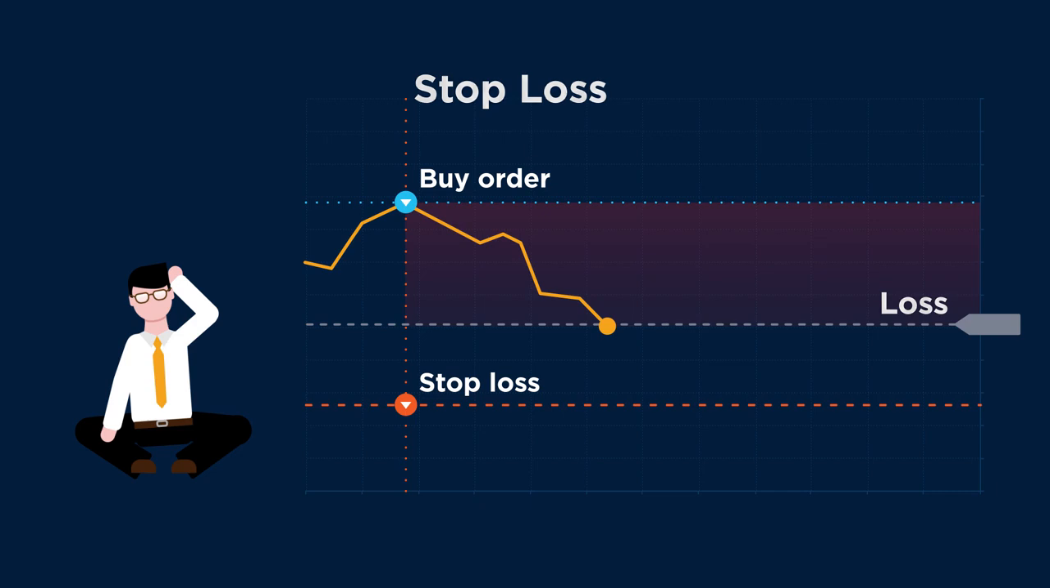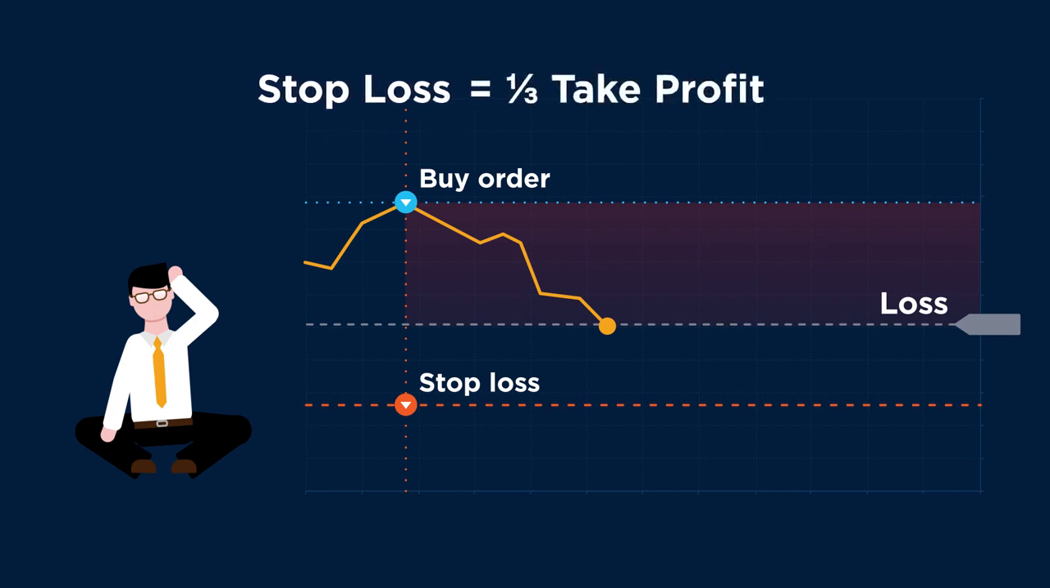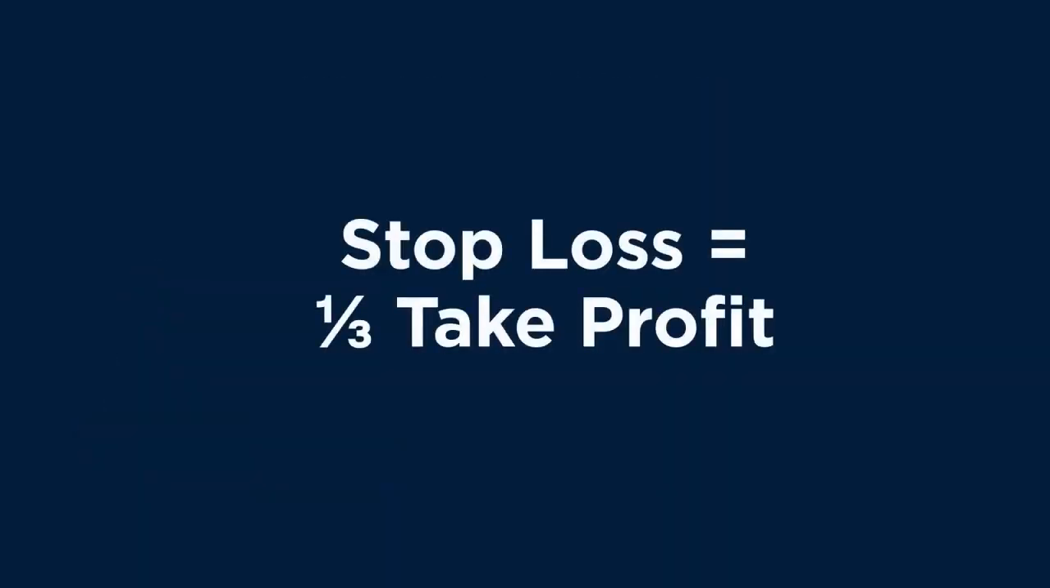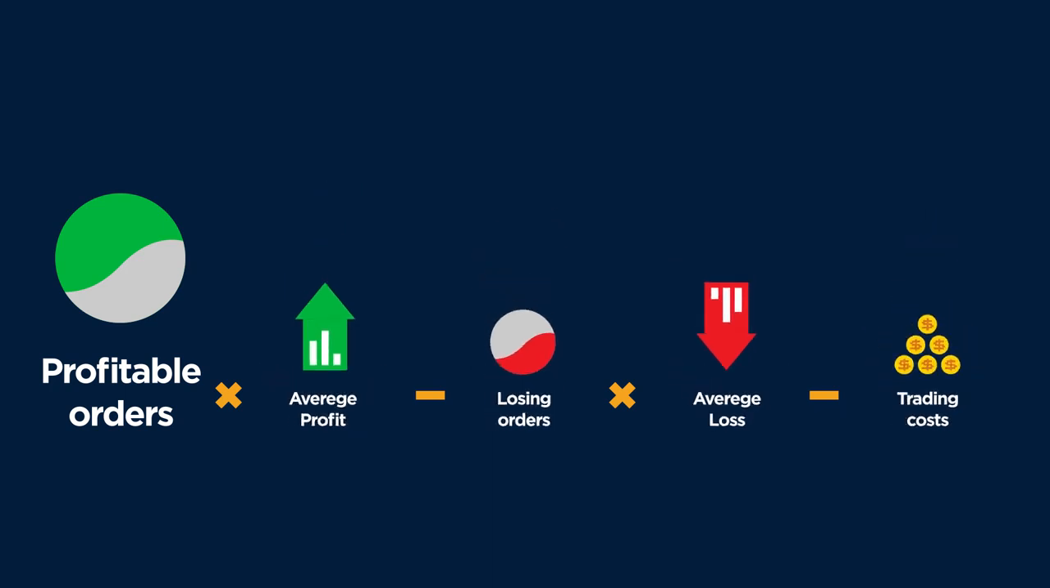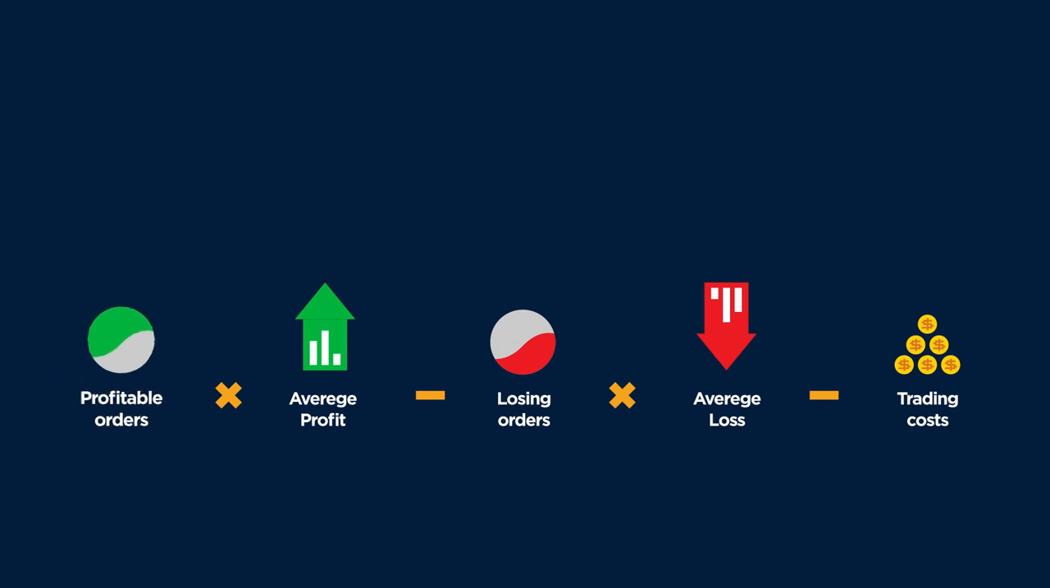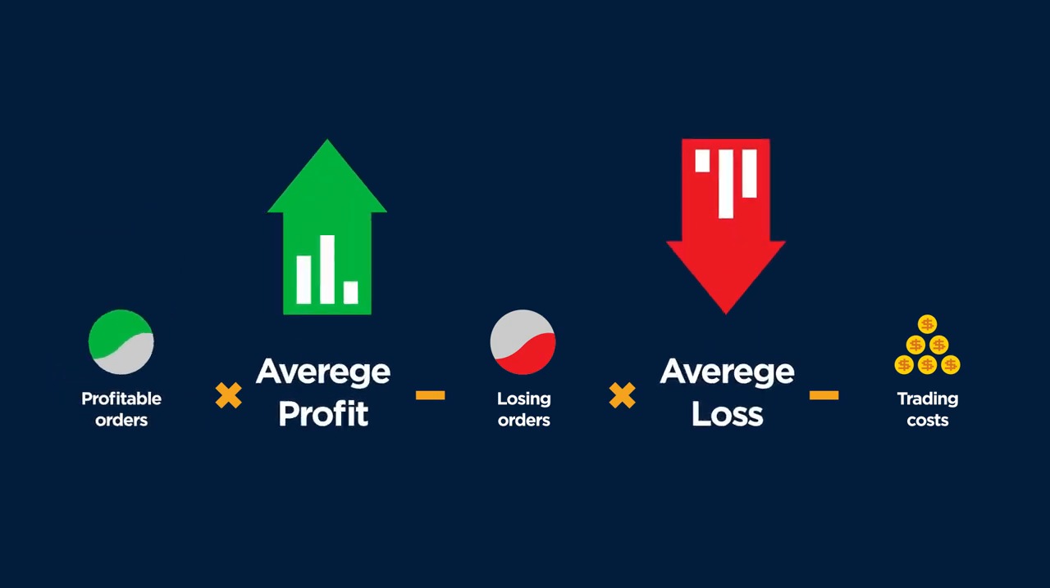You now set your maximum tolerable losses for all your orders, but how can you determine their level? To calculate it, apply the rule stop loss equals 1/3 take profit. Remember the formula for profit that we introduced in the lesson How to Avoid Paying Extra to a Broker. We'll now take a closer look at its core section. As you can see, you can increase your profit by either increasing the percentage of your profitable orders or managing your average profit and average loss.